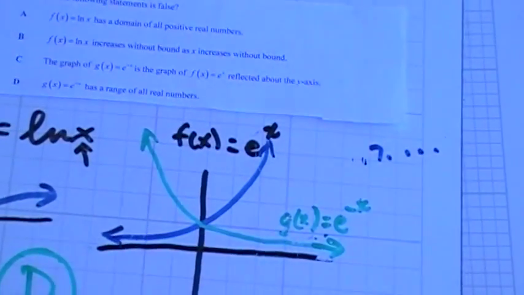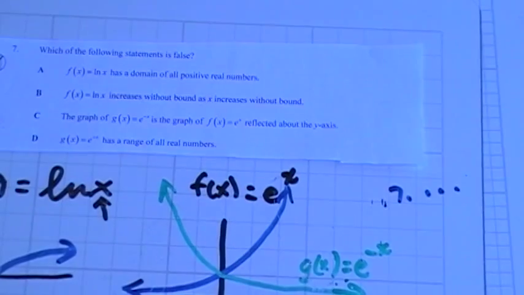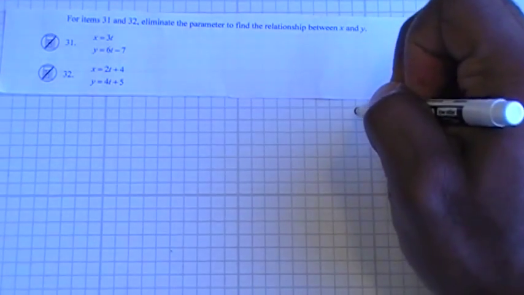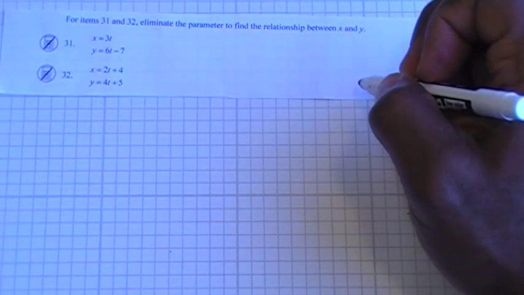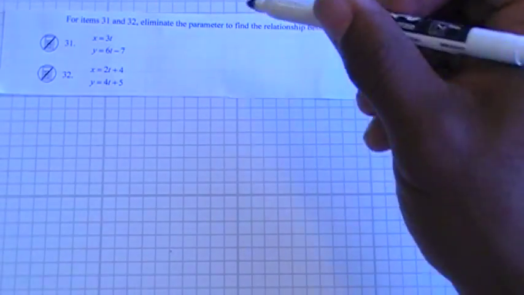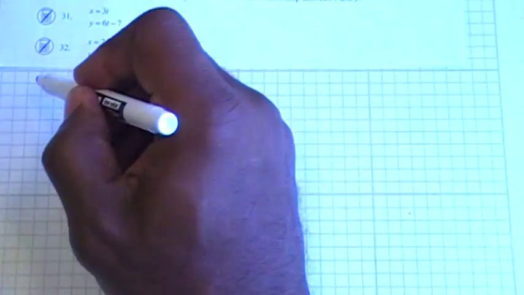Problem number 31 and 32. It says eliminate the parameter to find the relationship between x and y. To eliminate the parameter, we have to plug one equation into the other for t. Let's write this problem.